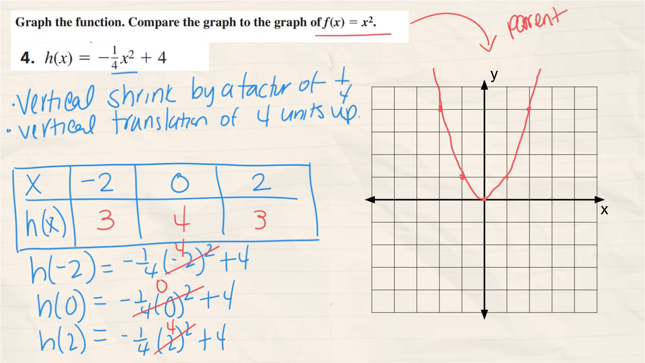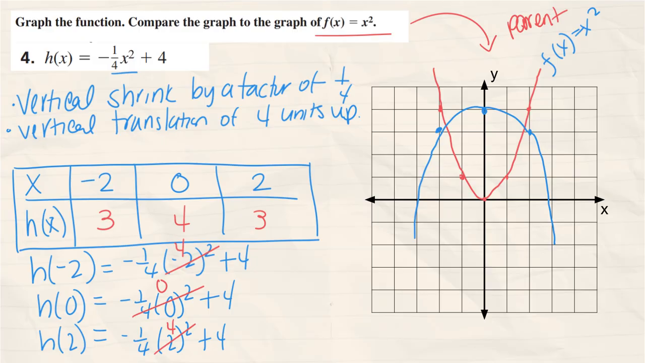I am now ready to graph. Remember, this is f of x equals x squared. Now I'm ready to graph h of x. So it's going to be negative 2 and 3. Right, 0 and 4. And I also have 2 and 3. And I know this is going to be downward, right? So they kind of are colliding, right?